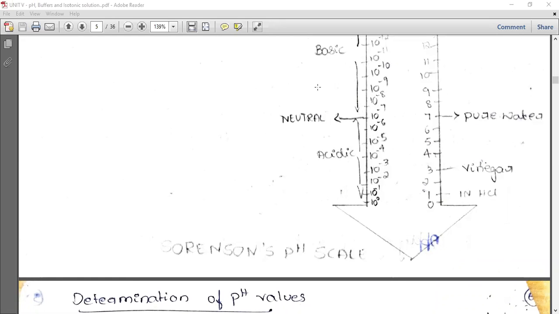Ma'am, yes. If it turns from blue to red, then it's acidic, okay, and red to blue is basic. Okay. So this is the pH paper test. Okay. How about indicator?